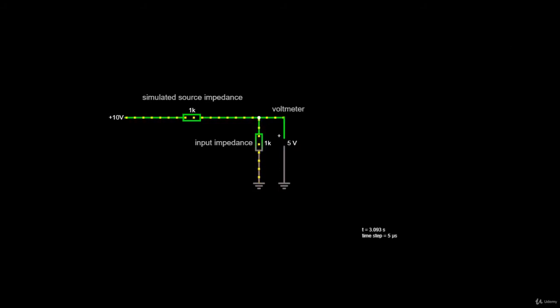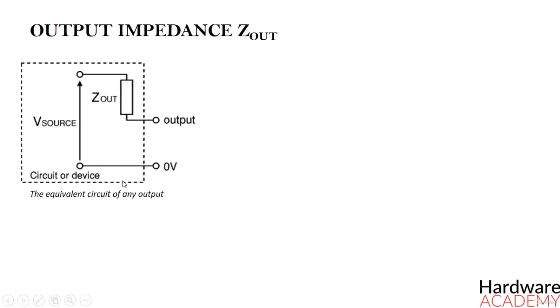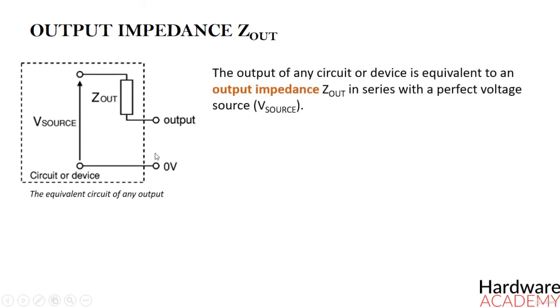Alright, now let's talk a little bit about output impedance. The output of any circuit or device is equivalent to an output impedance in series with a perfect voltage source. This is called the equivalent circuit and it represents the combined effect of all the voltage sources, resistance, capacitance, and inductance connected to the output inside the circuit or device. It is normal to use the term output impedance even for simple cases where there is only resistance and the term output resistance could be used instead. In case there are capacitances or inductances at the output of a circuit, the output impedance will vary with the frequency. And the reason is because the reactance of capacitance or inductance varies with the frequency, right?